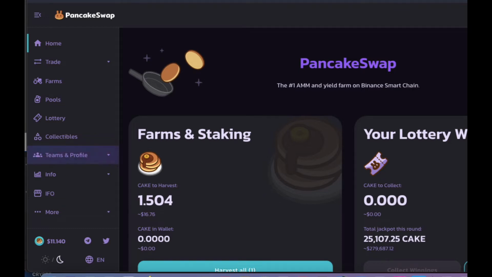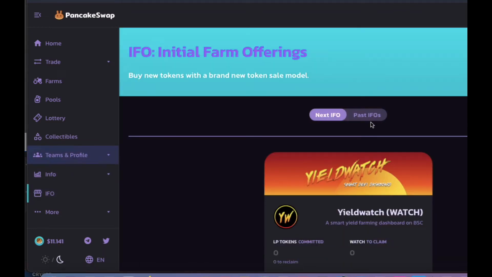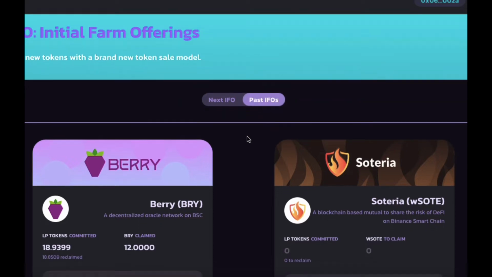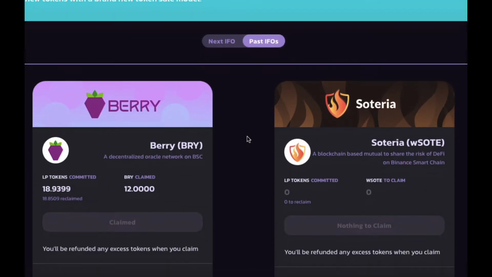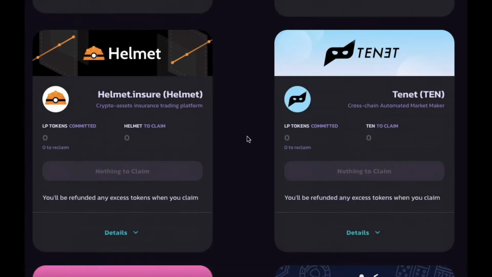Today I'm going to talk about how to participate and how to best prepare for an IFO on PancakeSwap. First of all, an IFO stands for Initial Farm Offering. It's a way to buy brand new tokens available on PancakeSwap. When you go to PancakeSwap, just scroll down the menu and click on IFO, then Past IFOs. You'll see the tokens that have come out in the past.